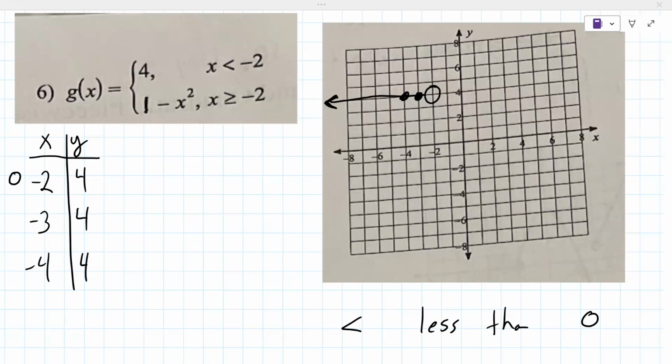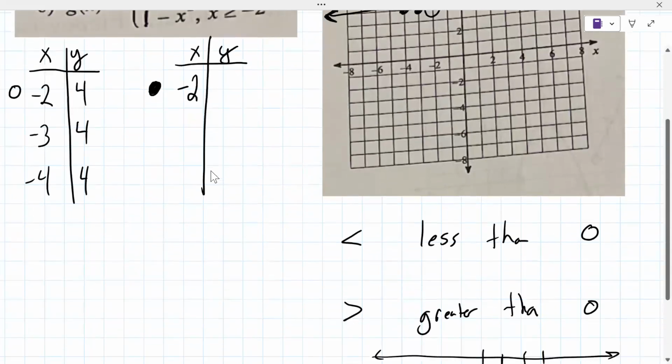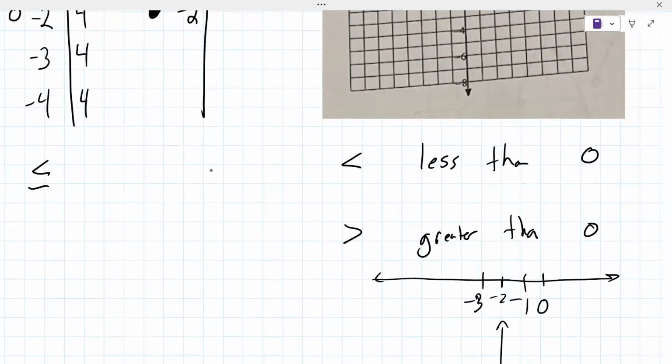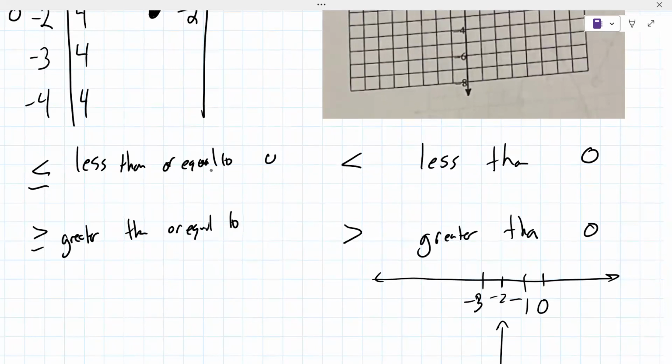Okay, we'll try again. And I hope that you will give a little more effort than you have been giving so far. So we're going to make a second table. We're going to start the table at -2. It's filled in because of this symbol here, less than or equal to, greater than or equal to. And these are always solid circles. Solid circles. Okay.